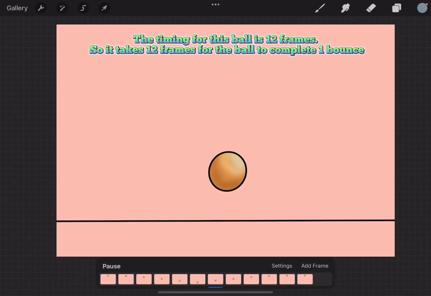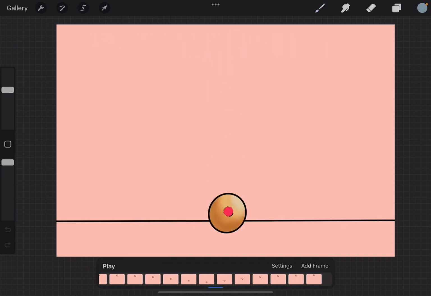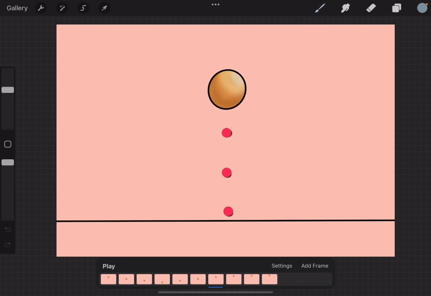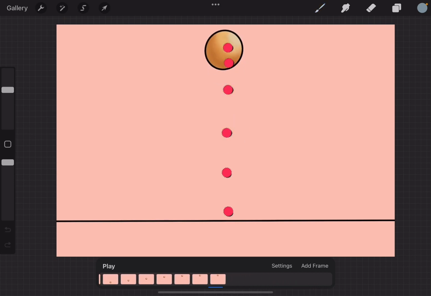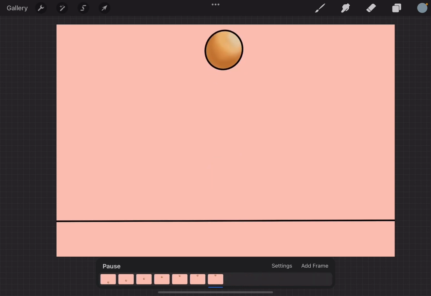Here's a simple example of a ball bouncing up and down. It slows at the start and speeds up as it hits the ground and rebounds. When it gets back to the top, it slows down again. Not only is this interesting to look at, but it gives us a sense of how heavy this ball is.